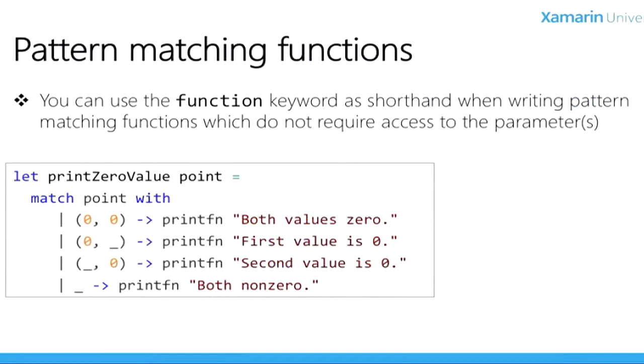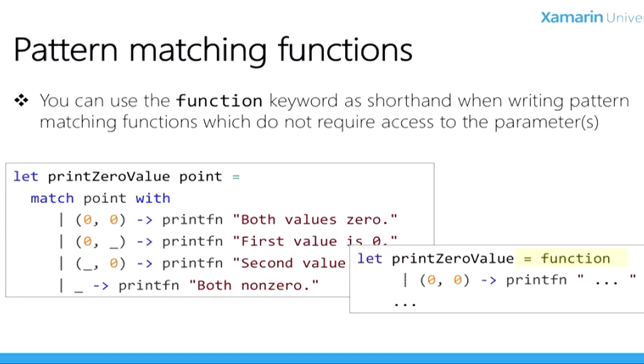If the pattern match result doesn't use the input values, then you can shorthand the syntax by just using the function keyword. Here we've got a pattern match looking for either an x or y value that's 0. And the result expression that's returned doesn't use the input point, and so this would be an example where we could reduce the typing. And this definition is equivalent to the other one, and you'll notice that we still have the same pattern comparison values, and the only change is the removal of the match and the with keywords.